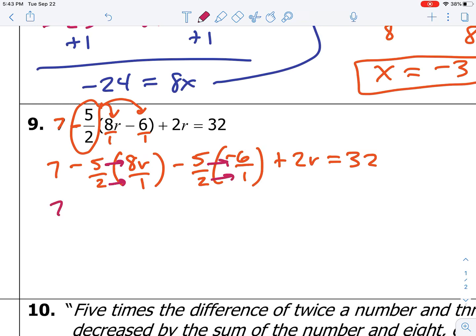So that's what we'll do next. 7, still hanging on to that 7. A negative 5 times 8r is a negative 40r. 2 times 1 is 2. So I have a negative 40r over 2. Negative 5 times negative 6 is 30. And 2 times 1 again is 2.